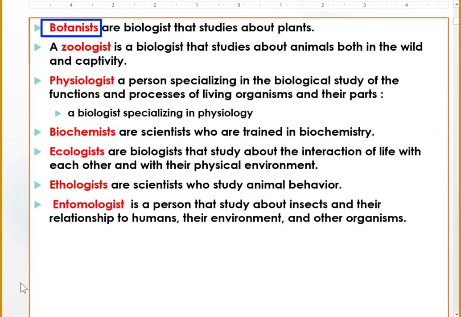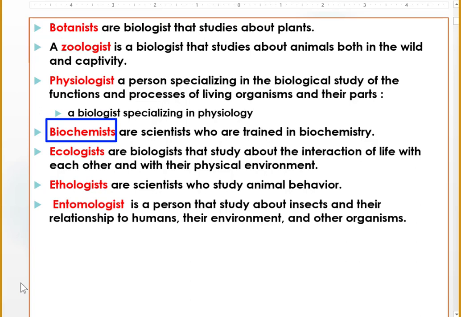Botanists are biologists that study plants. A zoologist is a biologist that studies animals, both in the wild and in captivity. A physiologist is a person that is specialized in the biological study of functions and processes of living organisms and their parts.